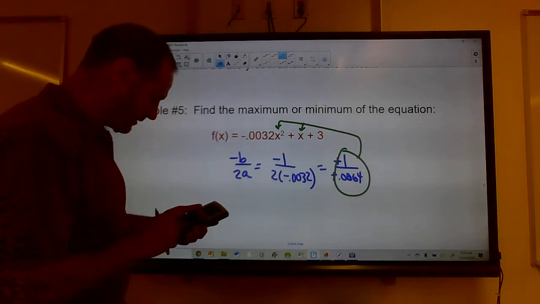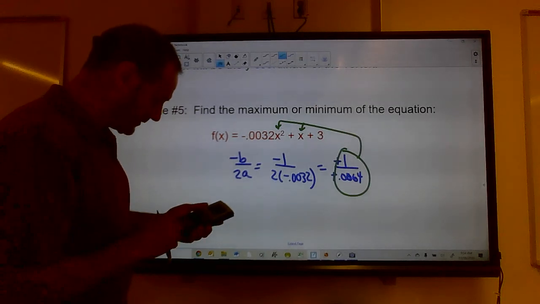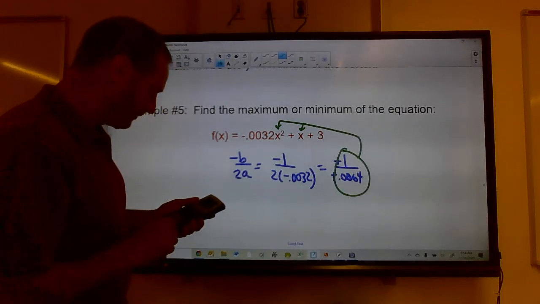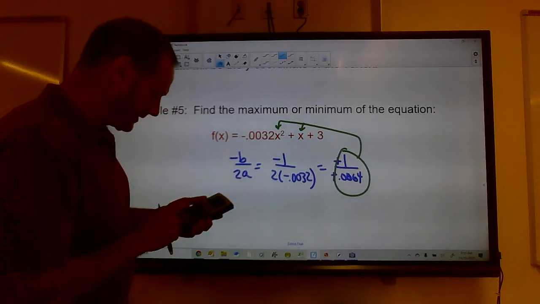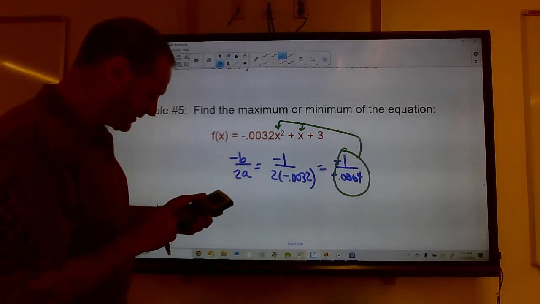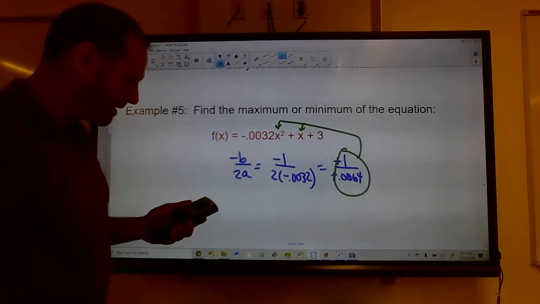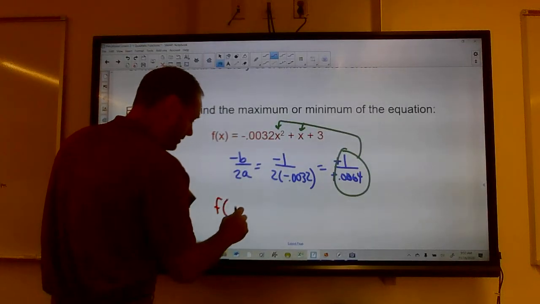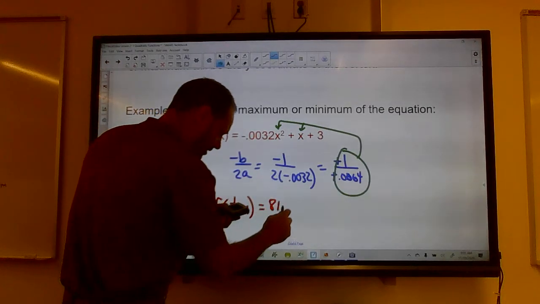So -0.0032 times, in parentheses, 1 divided by 0.0064, close the parentheses, squared, plus, in parentheses, 1 divided by 0.0064, close the parentheses, plus 3. Boom, 81 point. Comes out to be 81.125.